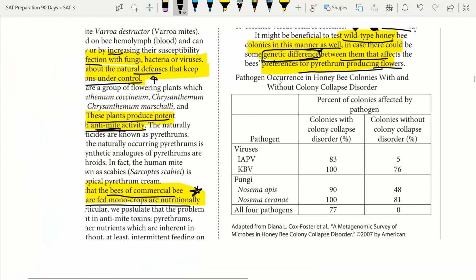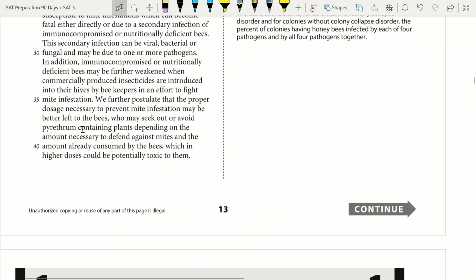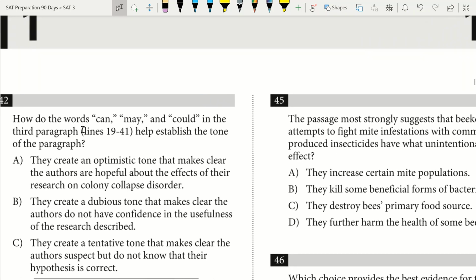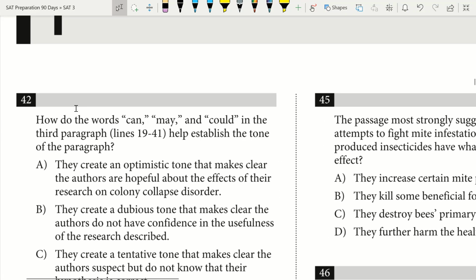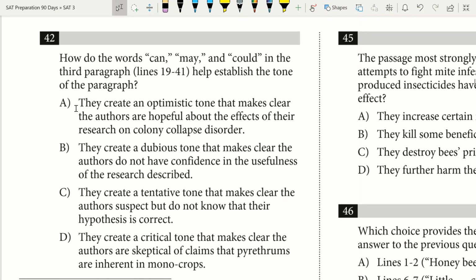All right, so with that, we can go ahead and get into our questions now. So let's go down here. We got question 42. How do the words can, may, and could in the third paragraph help establish the tone of the paragraph? All right, so what's the question type here? Well, we see we're talking specifically about lines 19 to 41. I can't tell if it's messing it up on your screen. Right now, my pen isn't really showing up on mine.